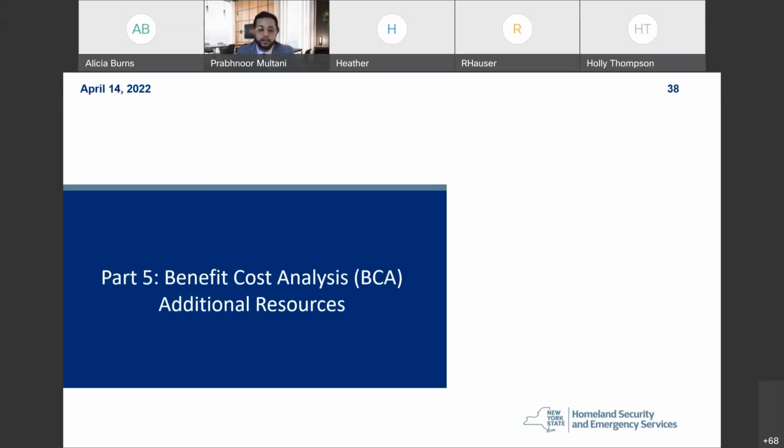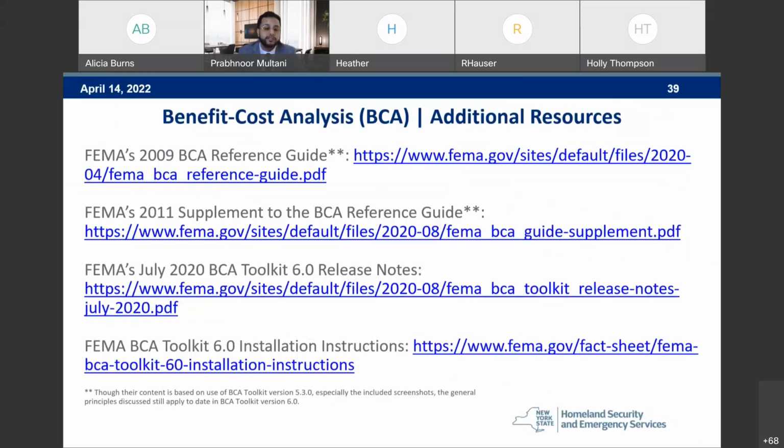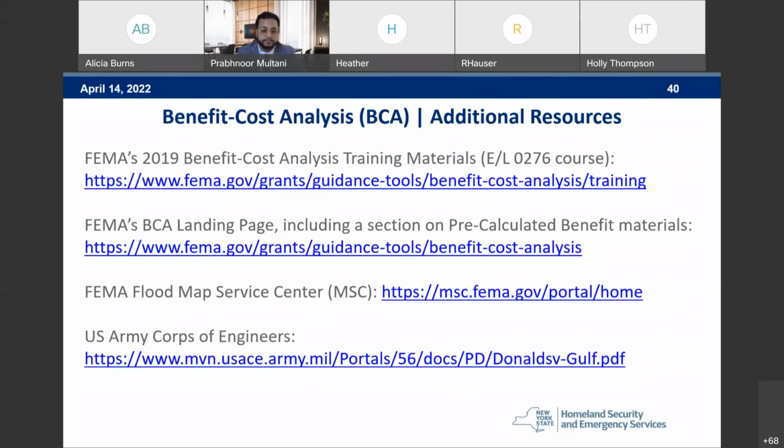Part 5, benefit cost analysis, additional resources. Next slide, please. So here we have gathered a plethora of resources that may be useful to help guide you and aid you in terms of completing your benefit cost analysis. You will be provided all these links within the slides. Next slide, please. Here are some more training materials and resources we have provided. Next slide, please.